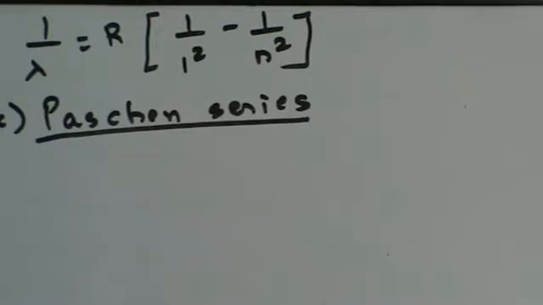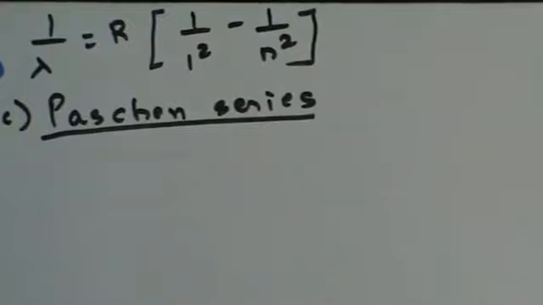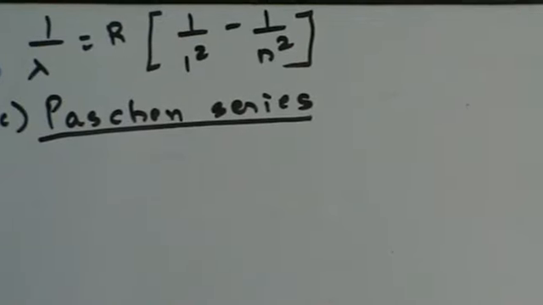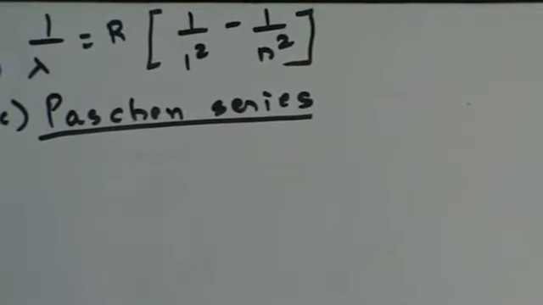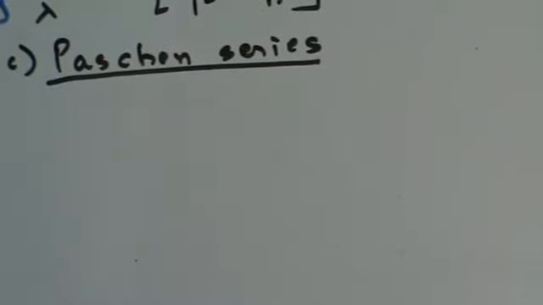When you have transition of electrons from any outer orbit to an orbit where the principal quantum number is 3, that means to the third orbit, then that is called Paschen series. Fine, do we get this thing clear?